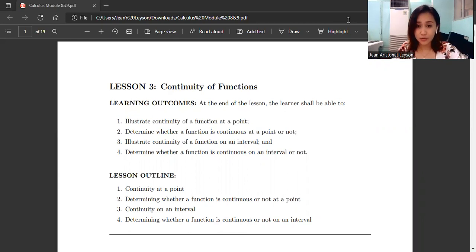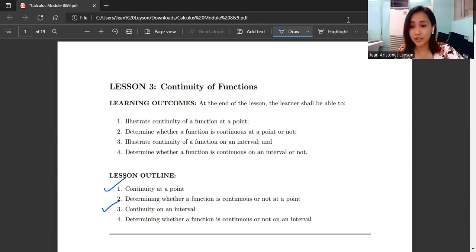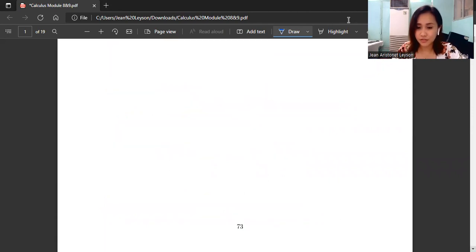Now for this video, it will be divided into two parts. The first one is continuity at a point. And for the second one, we will be having continuity on an interval. So let's go.